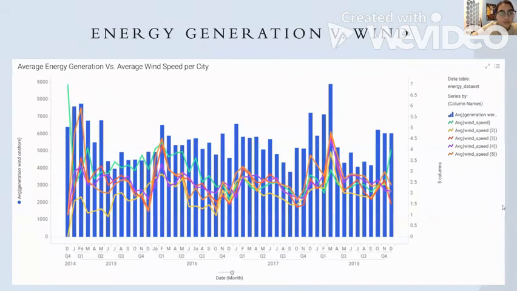And next, we have the average energy generation versus the average wind speed per city. So the bars in the back represent the total generation of wind energy, and the different line charts represent the different wind speeds in the different cities. And as you can see, the trend of the graph follows with peaks representing the highs of the generation wind when there is the most speed. And next, we'll see a demo of our data visualization report.